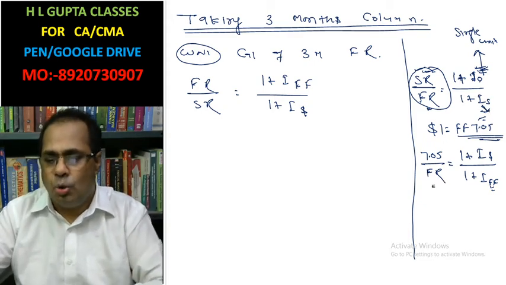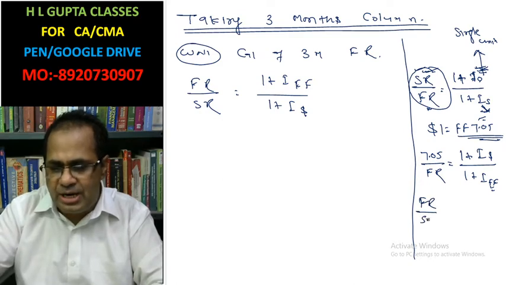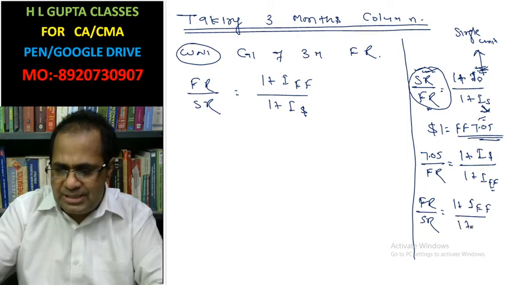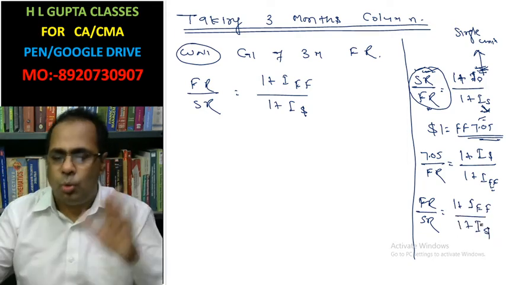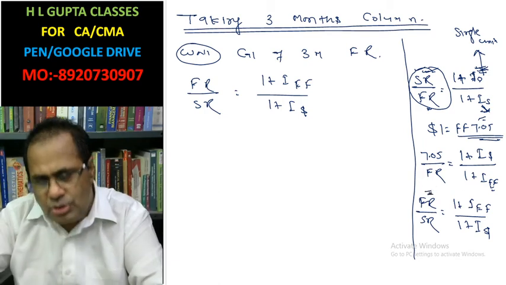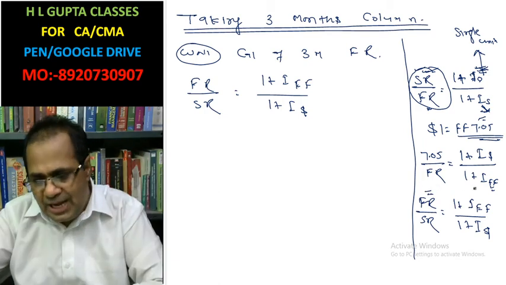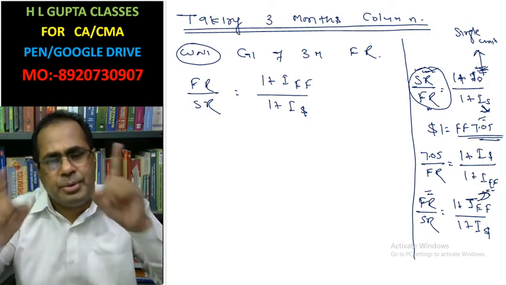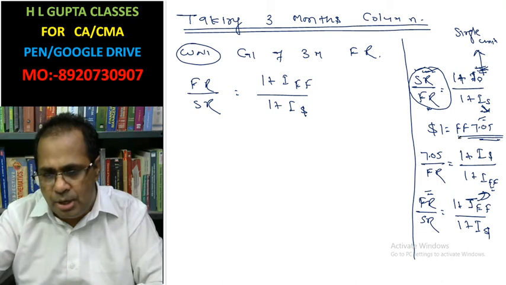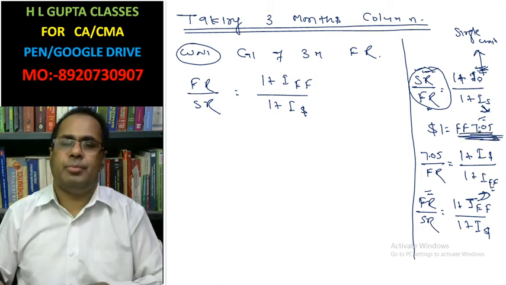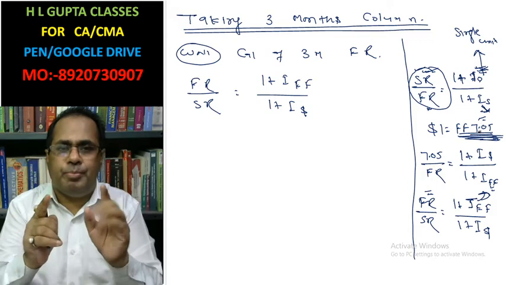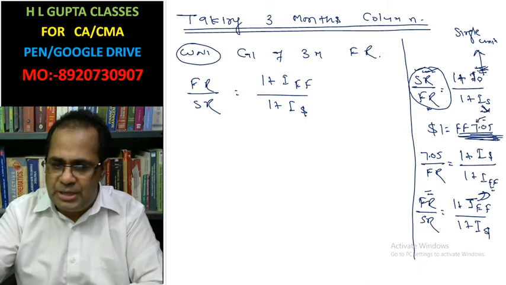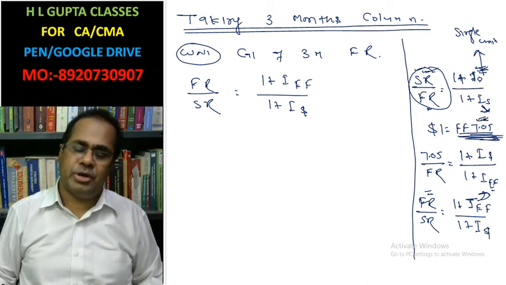But whenever you write FR upon SR, it is 1 plus interest rate of French franc, 1 plus interest rate of dollar. Why? Whenever you start the question with forward rate upon spot rate, you have to write the interest rate of that currency which is in number of unit. French franc is the number of unit, because in $1 you are going to receive 7.05 French franc. Are you getting this?